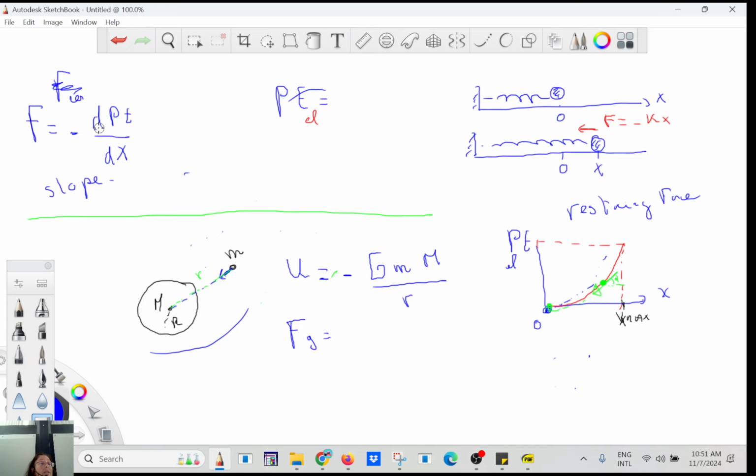You want to find what? The restoring force equals what? The derivative, sorry. So what's the derivative of 1 over r? 1 over r squared. Very good. Minus 1 over r squared. Do you agree? If you don't agree, go to Wolfram Alpha. No, go to Google and say derivative of 1 over x. It's going to say minus 1 over x squared.